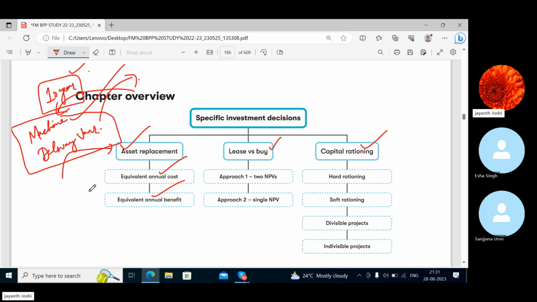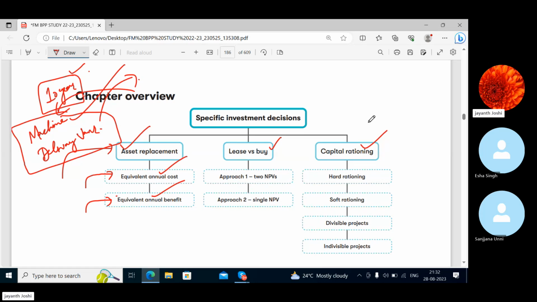Point number two. For that, you are going to learn two methods: equivalent annual cost and equivalent annual benefit. Second one is lease versus buy. That means whether it is better to lease a property or buy the property. For that, you're going to use the NPV method and decide on that basis as well.